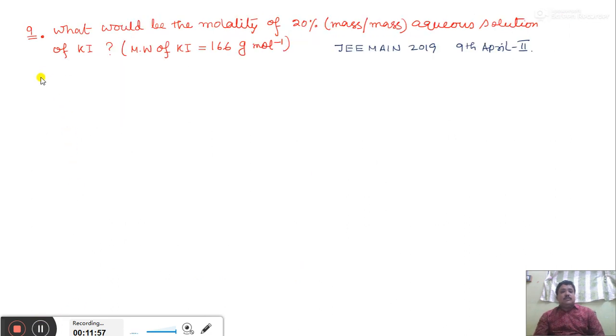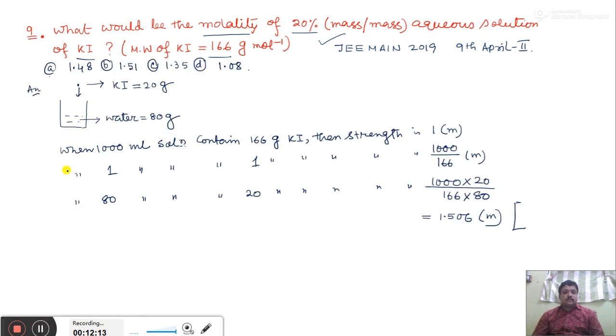My next question is, what would be the molarity of a 20% aqueous solution of KI mass by mass, given the molecular weight of KI is 166? This question came in JEE Main 2019 exam. Now the options are: option A 1.48, option B 1.51, option C 1.35, and option D 1.08.